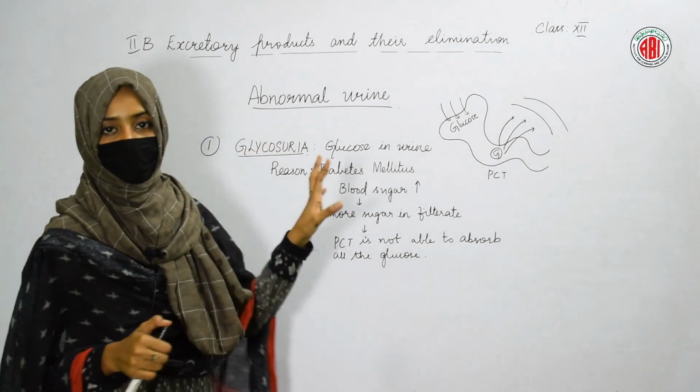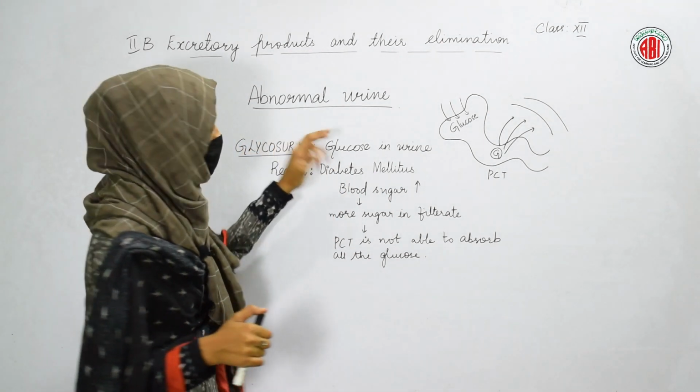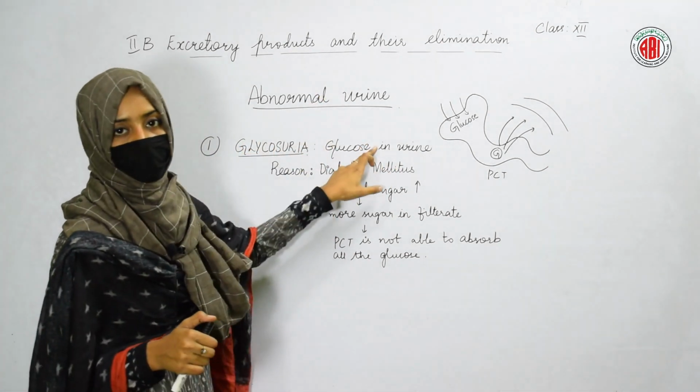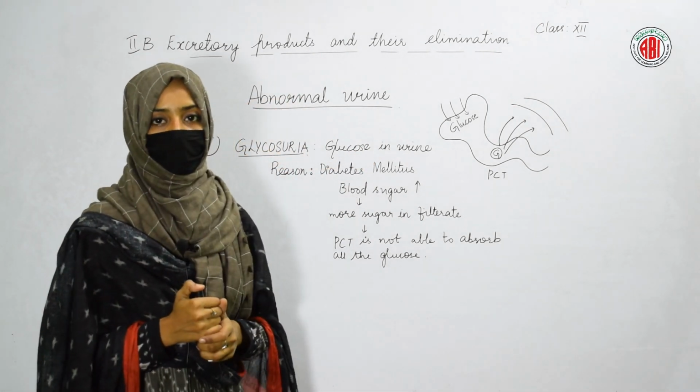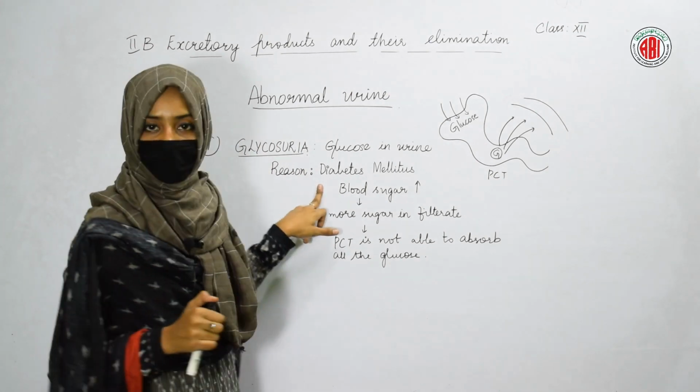Glycosuria means the condition where the glucose level increases in urine. The release of glucose in urine can be termed glycosuria. Why does it happen? What is the reason? It is due to diabetes mellitus.